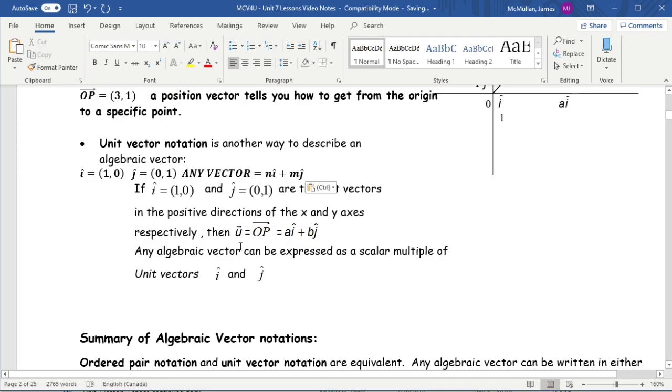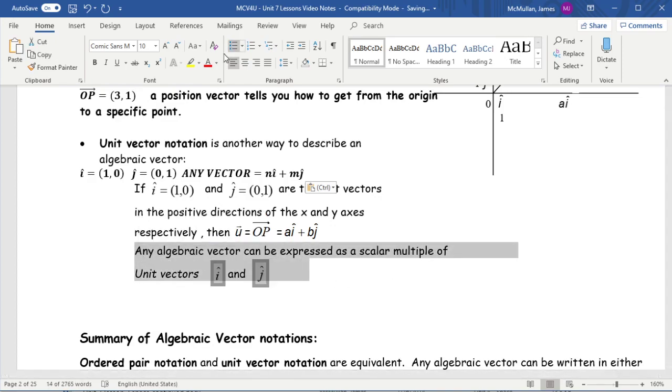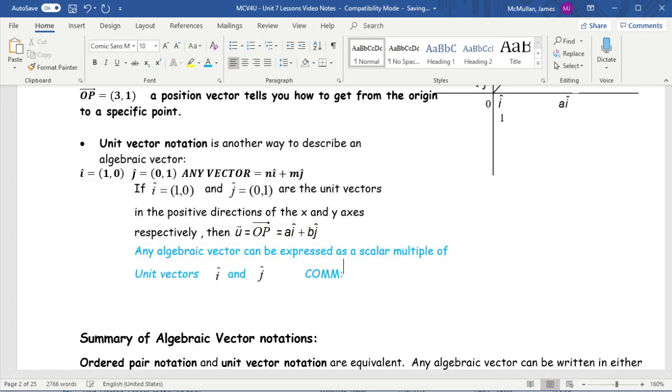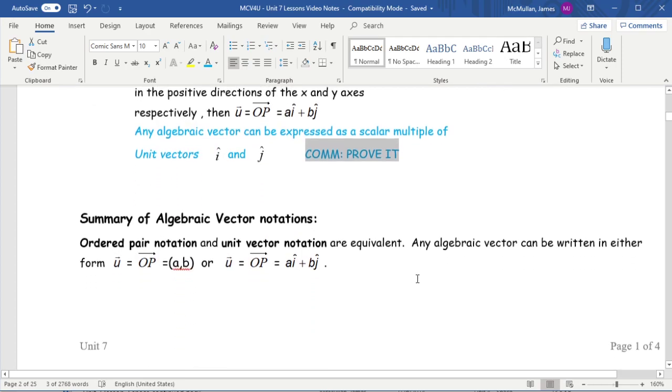a and b are scalars here. Any algebraic vector can be expressed as a scalar multiple of the unit vectors i and j. Really important. This is something I could ask you to prove. So in communication, let's say prove it. What you would do there is say, since any vector can be written as two components, and one of those components is a scalar multiple of i, and the other component is a scalar multiple of j, adding them together, you could express any vector as some amount of i plus some amount of j.